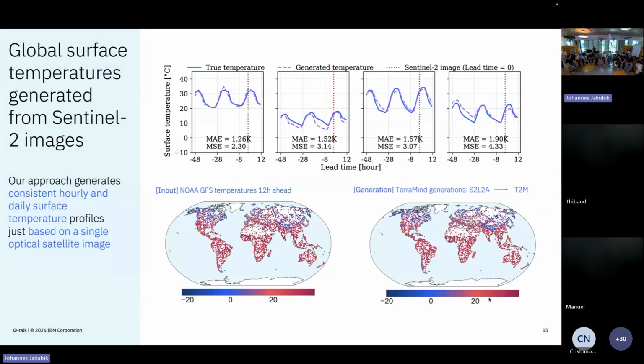And then we tested it in a setting where we had a satellite image at the red vertical line, and we wanted to generate temperature time series on our GFS on the entire globe. So basically what you see in blue is the actual temperature, and in purple dashed you see the generated temperature. And you see that the model seems, even though it only has a single timestamp satellite image, to understand, given that there's no big left to right shift, which time the image was taken.